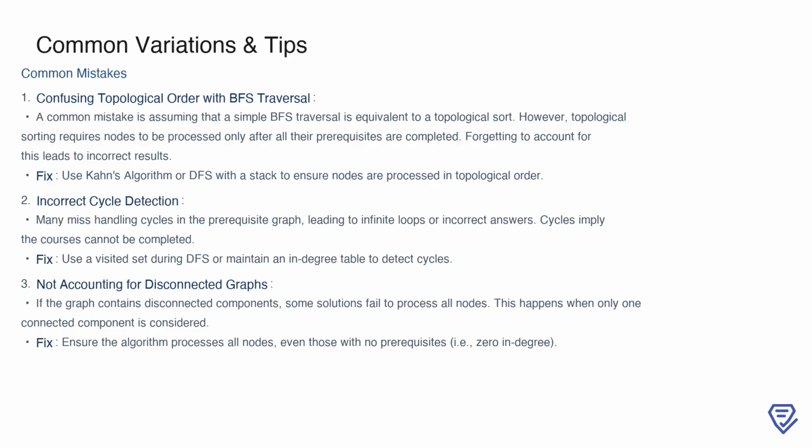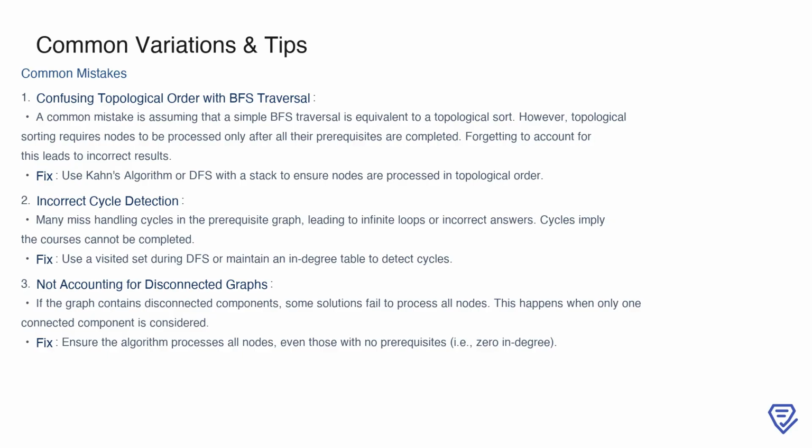To avoid this, you can use Kahn's algorithm, which systematically processes nodes with 0 in-degree, or a depth-first search approach combined with a stack to capture the correct order. Another frequent error is mishandling cycles in the graph. If there's a cycle in the prerequisites, it means the courses cannot be completed, yet some solutions fail to detect this, resulting in infinite loops or incorrect answers. To address this, you can use a visited set during DFS or maintain an in-degree table to identify cycles.